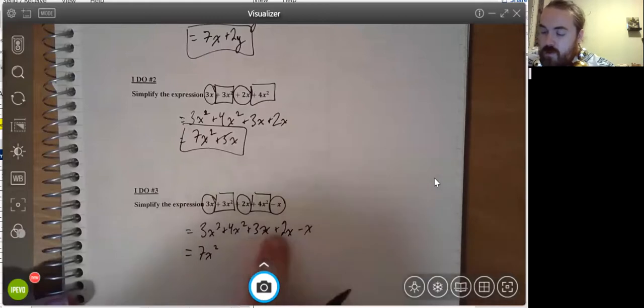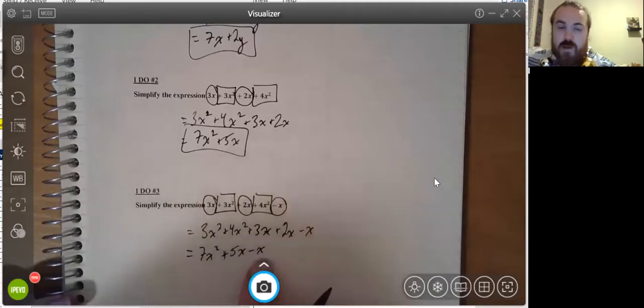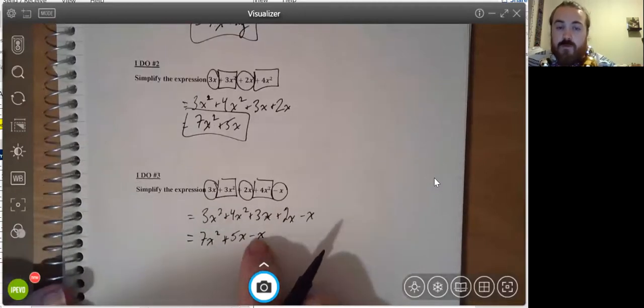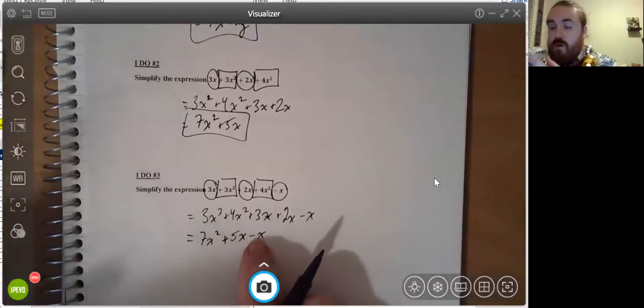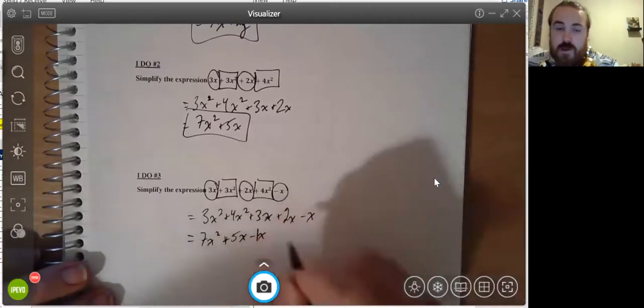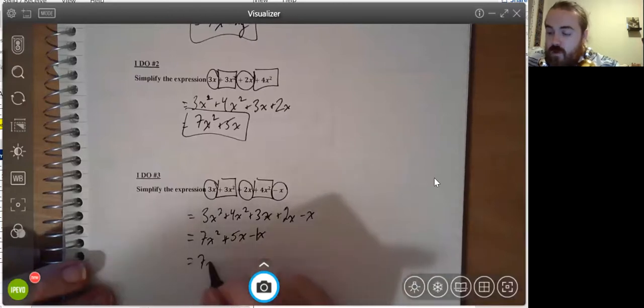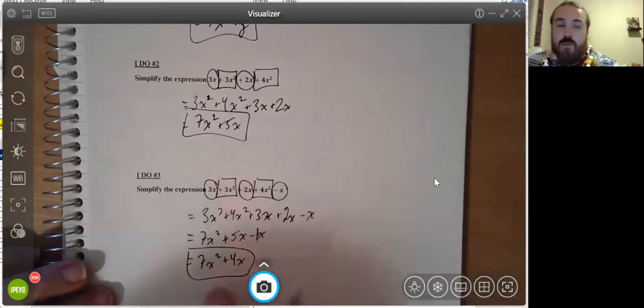Here, 3x plus 2x is again going to be 5x, but this time I'm subtracting x. Well, remember, in front of any x, if a variable is by itself, any variable, really, it doesn't have to be x, if a variable is by itself, it's one copy of that variable, so it's just a 1. Okay, so it's 5x minus 1x. Well, 5 minus 1 is 4. So that means I have 7x squared plus 4x. Again, I can't combine them, so I'm done.